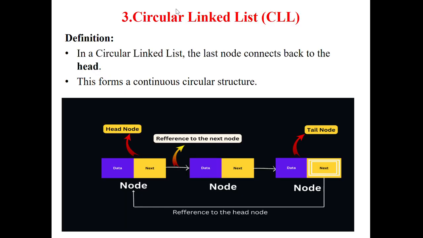The last one is a circular linked list. A circular linked list is a sequence of nodes like a normal linked list, but the last node points back to the head, forming a circle. Each node contains the data and the next pointer, and the last node's next points to the head, not None. So this allows continuous traversal. So this is the circular linked list.